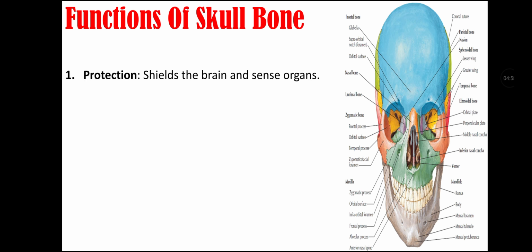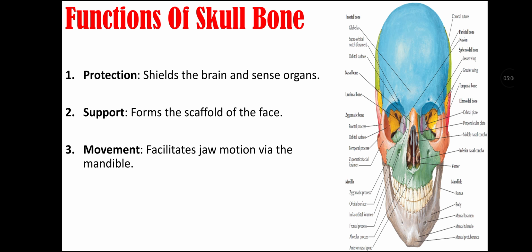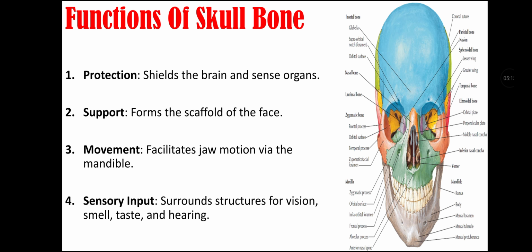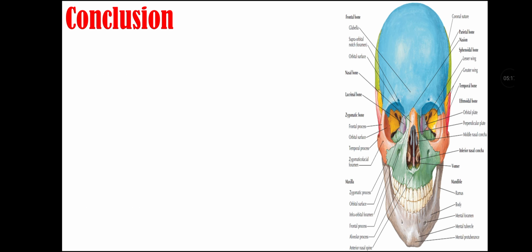First function is protection, as the skull bone acts as a shield for brain and sense organs. Second function is support, as they form the scaffold of the face. Third function is movement, as they facilitate jaw motion through mandible. Fourth function is sensory input, as they surround structures for vision, smell, taste, and hearing.